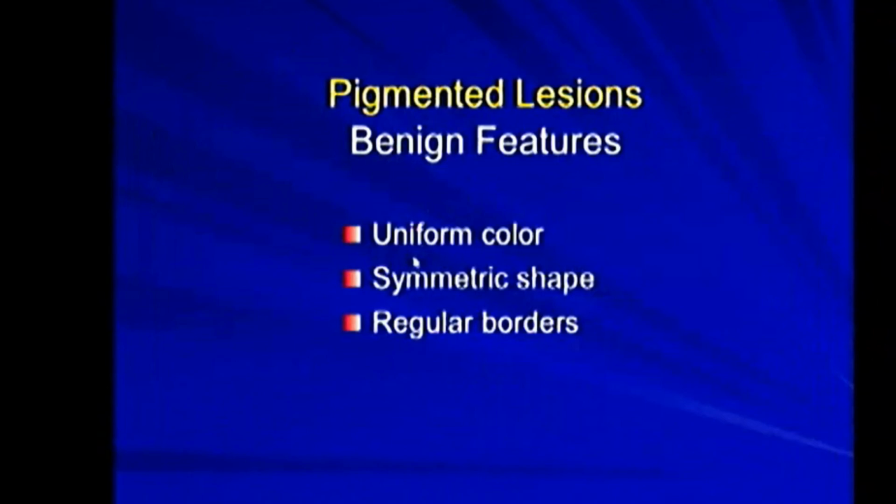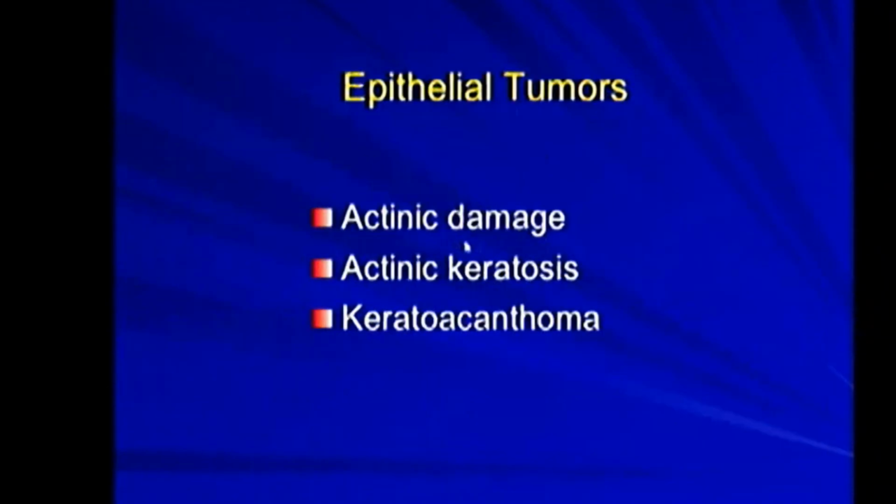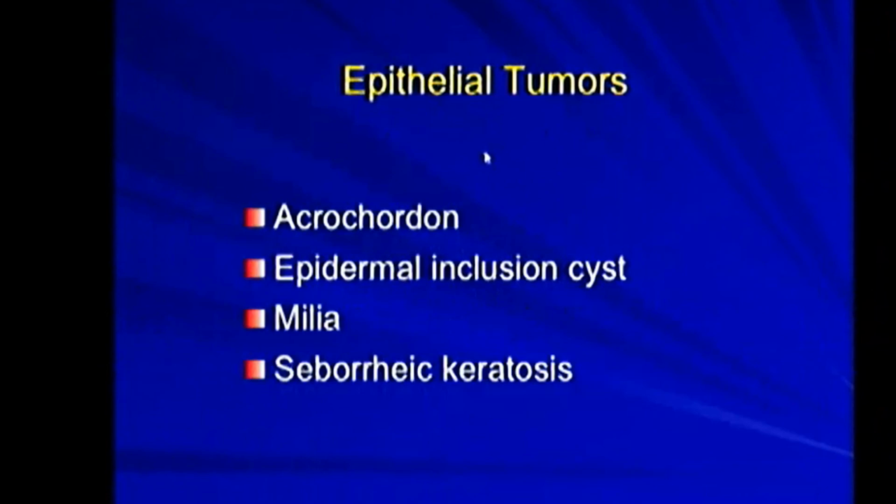There are other tumors that are not malignant but can be pre-malignant, which are the actinic damage. Actinic keratosis is a premalignant condition from skin damage. Keratoacanthoma is also another thing that you need to be aware of, because it may change to malignancy in the future. There are other epithelial tumors which arise mainly from the epidermis, and some of them from the adnexa.